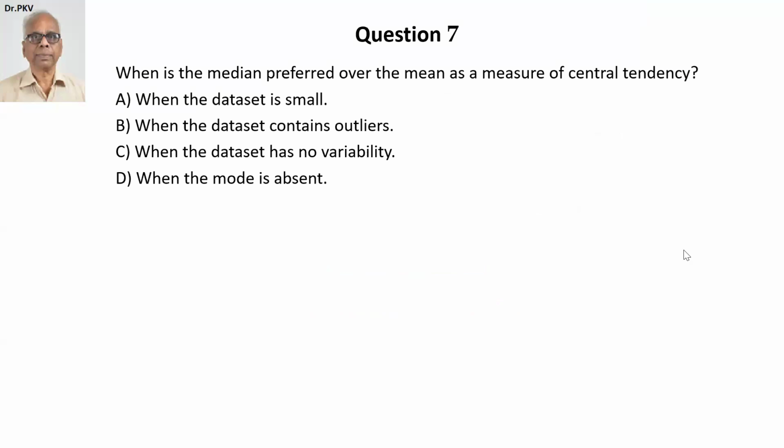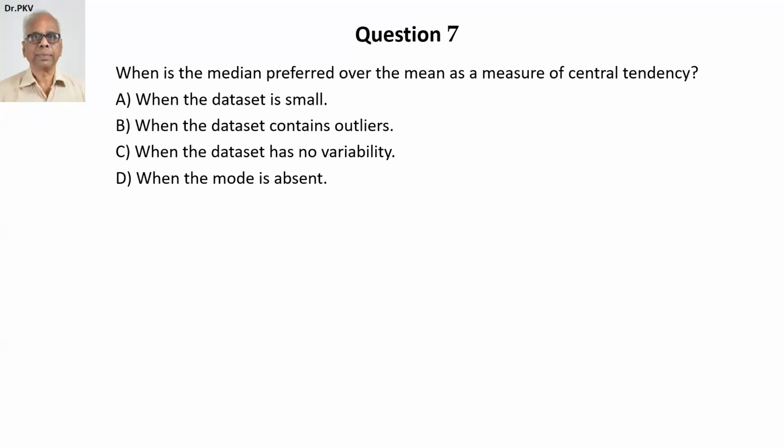Question 7. When is the median preferred over the mean as a measure of central tendency? A, when the data set is small. B, when the data set contains outliers. C, when the data set has no variability. D, when the mode is absent. Recollect your knowledge on the properties of the three popularly used measures of central tendency, namely mean, median, and mode. You will get the answer.